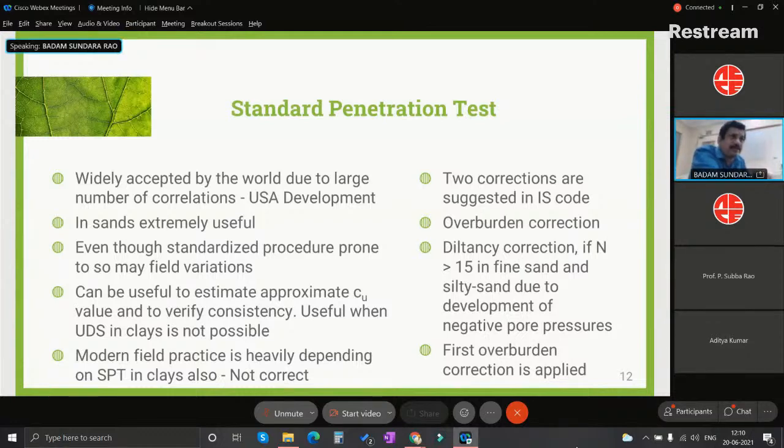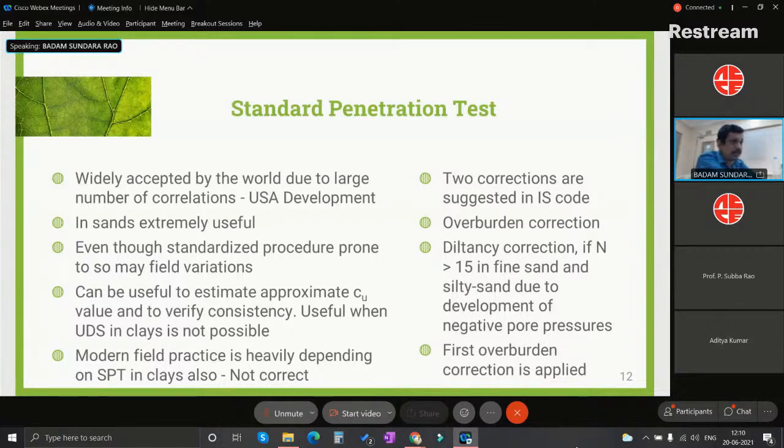Regarding the applicability in clay, truly speaking, this N value has no significance in the case of Cu value. For cohesive soils, it should be entirely dependent upon undisturbed sampling by conducting any suitable test, such as the triaxial shear test or the UCS test. What is the test we have? A sophisticated test that is to be relied upon.